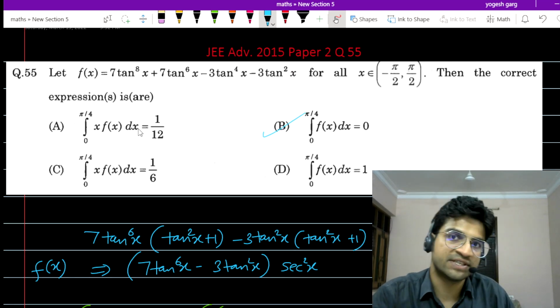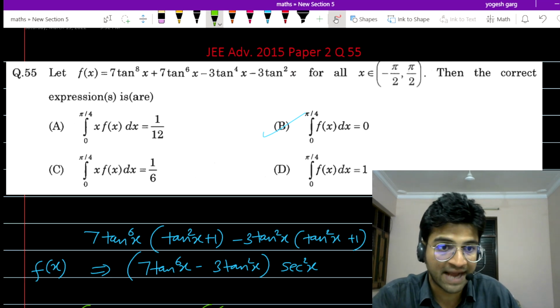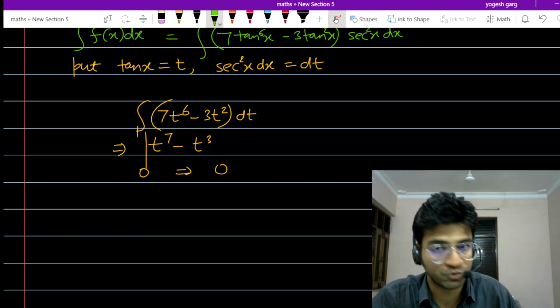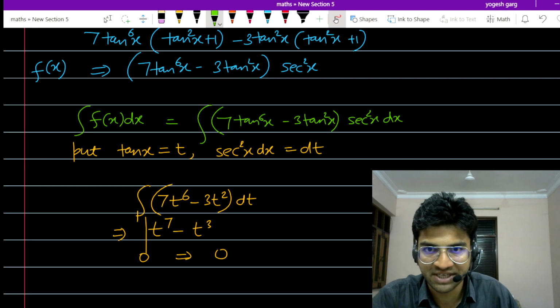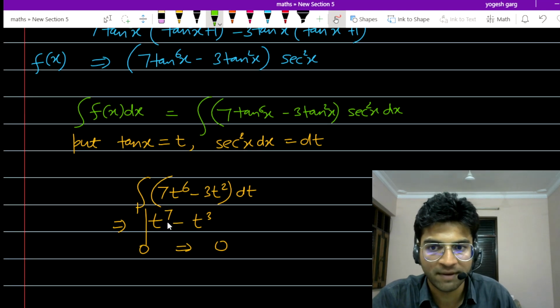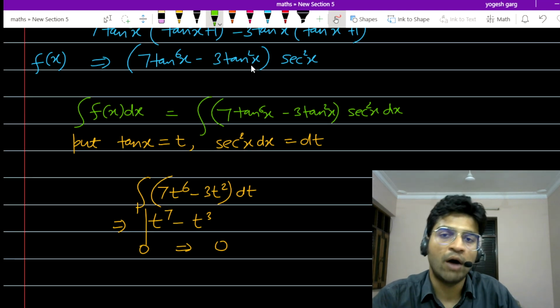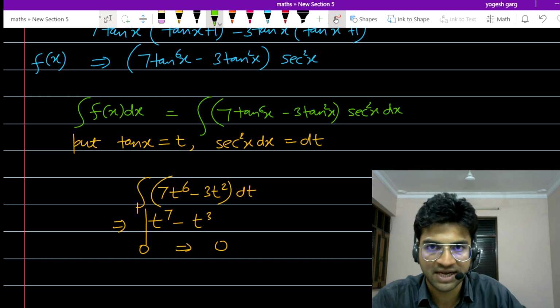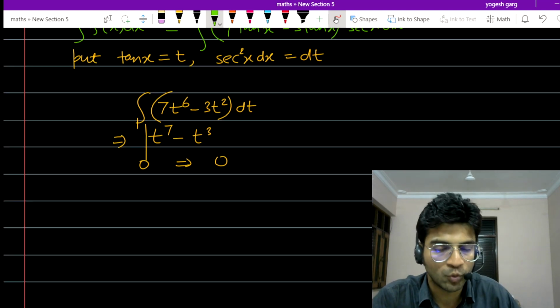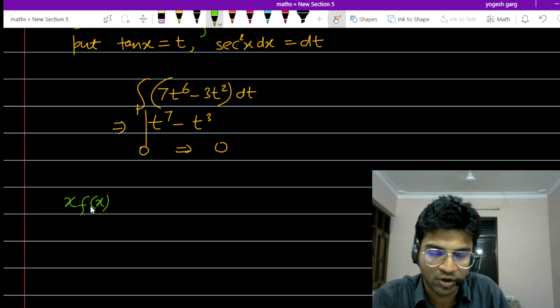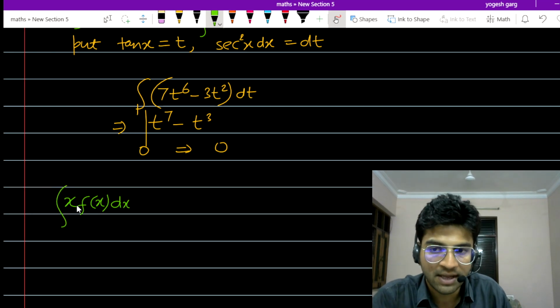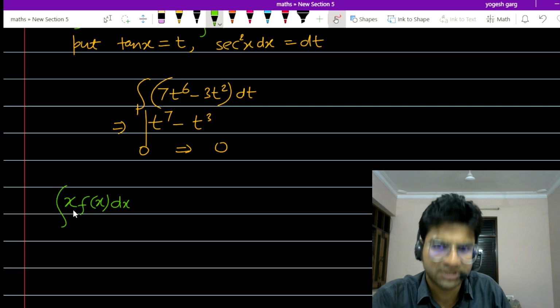Now x f(x) dx, this is also what we have to do: integrate x f(x) dx between 0 to π/4. Now how to do this? We have the integral of f(x) dx, that is t^7 minus t^3. Now how to find the integral of x f(x) dx? I recommend using integration by parts, because it will make the process easier.